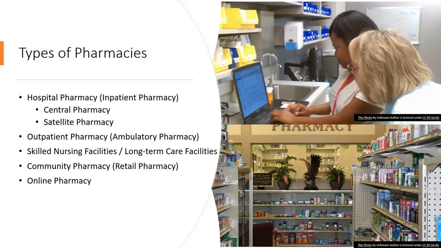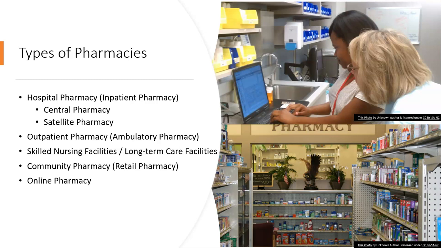Now, when we're talking about institutions or clinics, we may also have an outpatient pharmacy associated with a hospital or a clinic. Those are usually referred to as an ambulatory pharmacy. So when the patient goes to leave those places, ambulatory means being able to walk. So they can pick up their medications as they're leaving.